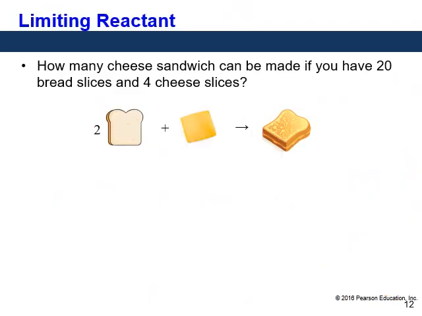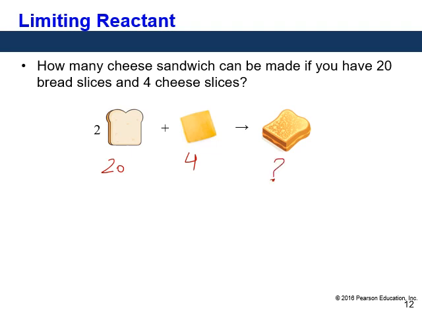Okay, those were some of the examples. If the amount of one of the reactants is given, then the question is asking how much product, or vice versa. But now let's look at another concept. Go back to our sandwiches. If I ask you how many cheese sandwiches can be made if you have 20 bread slices and 4 cheese slices, what would be your answer?